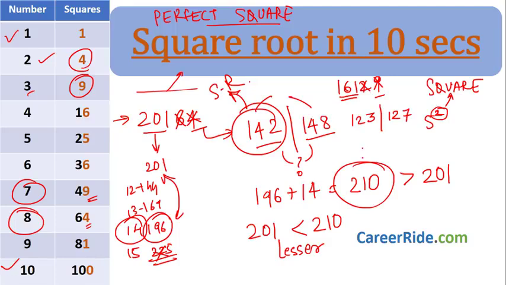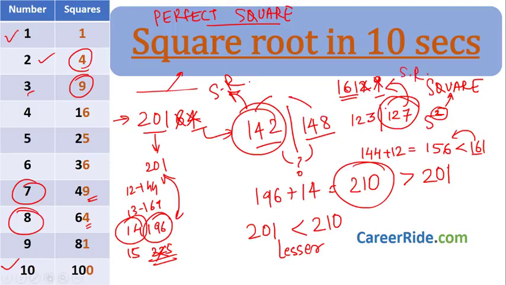Now 12 square is 144. Add 12 to it. How much do you get? 156. Okay. So 156 is lesser than 161, our given number. That means 161 is greater than 156. That means we have to take the greater number as the answer. So 127 is greater than 123. So 127 is the square root of 16129.